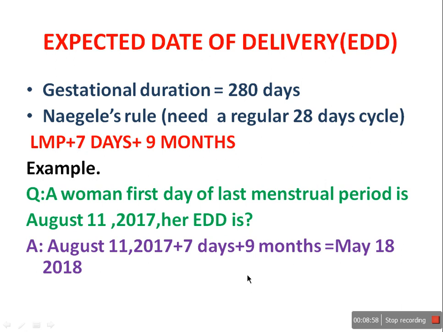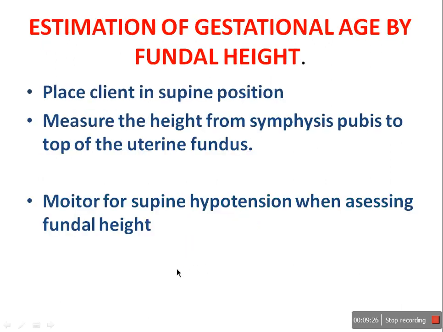Then August 18 plus 9 months. We can count August, September, October, November, December, January, February, March, April, May 18. So you will get the answer. May 18, 2018 is the expected date of delivery. So it is very easy. Just ask her the first day of the last menstrual period, add 7 days, add 9 months, and you will get the answer.